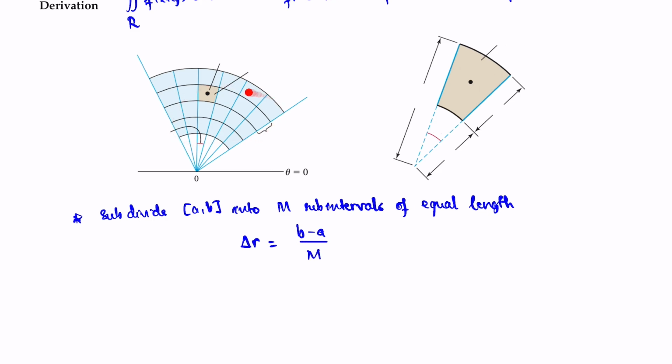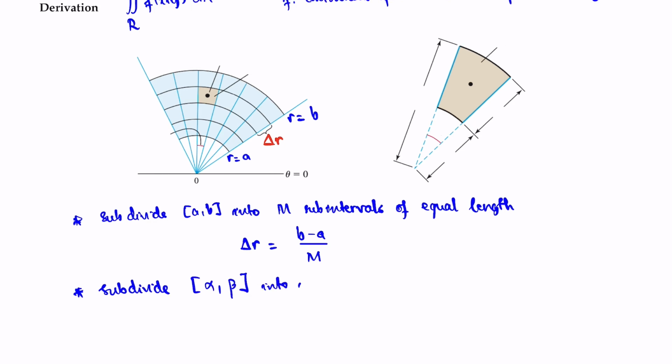Now let's take a look at this figure. You have a polar rectangle, and you have the interval with r going from a to b. You subdivide the interval from a to b into m subintervals of equal length, and the length is written as delta r. Now similarly, we're going to subdivide the interval of theta from alpha to beta into little m subintervals of equal length.